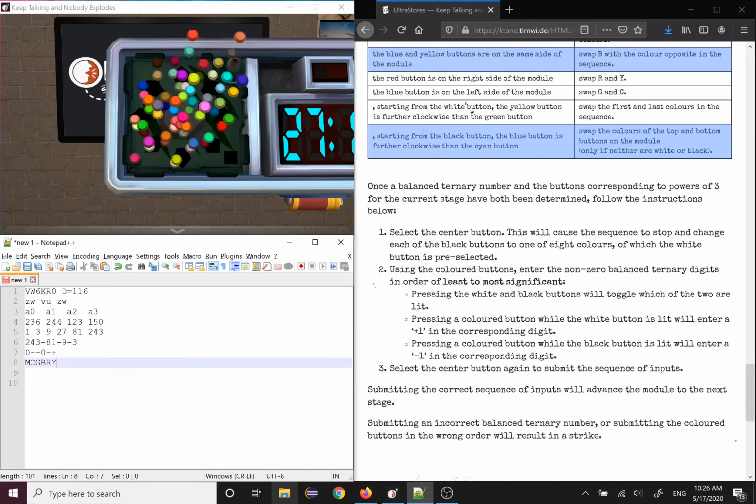I am going to take a small break from explaining. There will be a jump cut, and I will come back to you in order to explain stage 2.